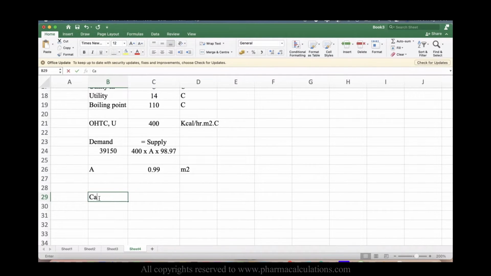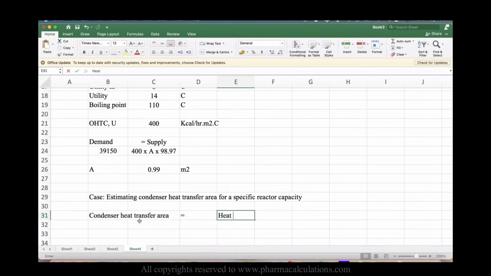The second case is estimating the condenser heat transfer area for a specific reactor capacity. In this case, the condenser heat transfer area should simply equal the heat transfer area of the reactor. So calculate the heat transfer area of the reactor and then procure a condenser having the same amount of heat transfer area. Why? Because as a part of the energy balance.